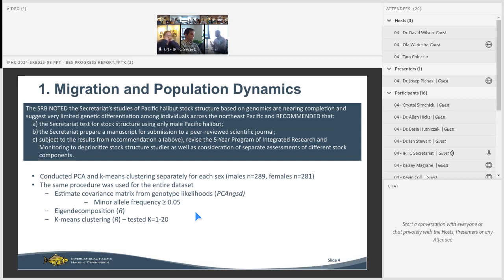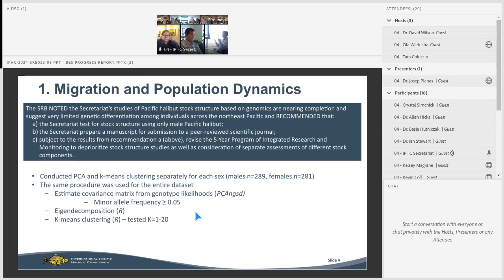So essentially, to address this, we conducted principal components analysis, followed up by k-means clustering separately for each sex, and this was using the same procedure that we used to analyze the entire data set. That is, both sexes together.